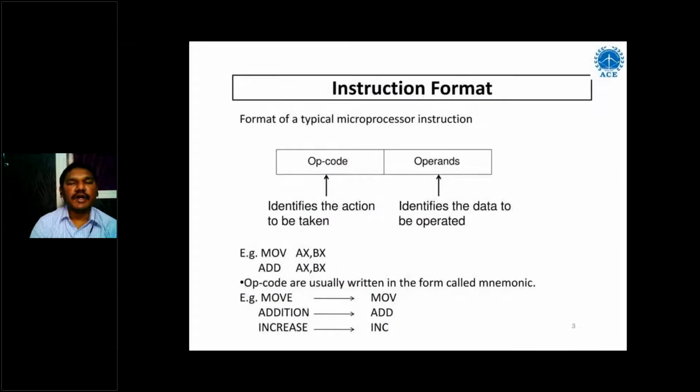And this is the instruction format: opcode and operands. Opcode identifies the action to be taken, and operands identify the data to be operated on. That's why we mainly have two fields, but it may have two more fields also. On the left side one field and on the right side one field. The left side field is called the label field, and the right side field is called the comment field. They are optional fields, but an instruction will mainly have these two fields.